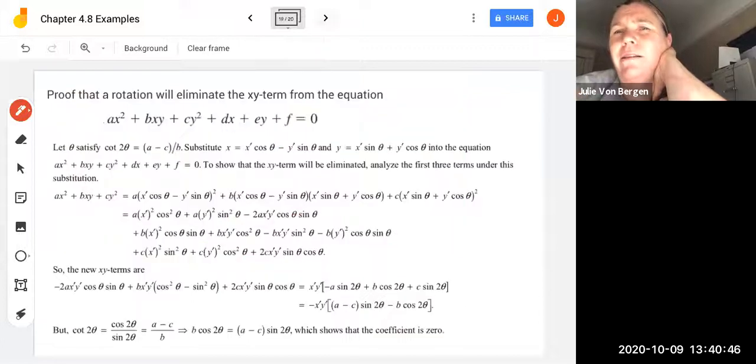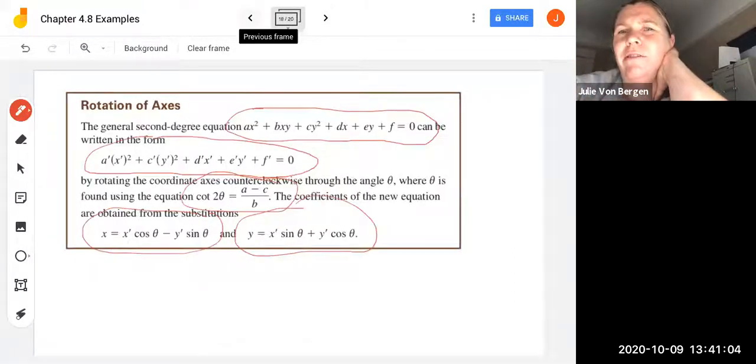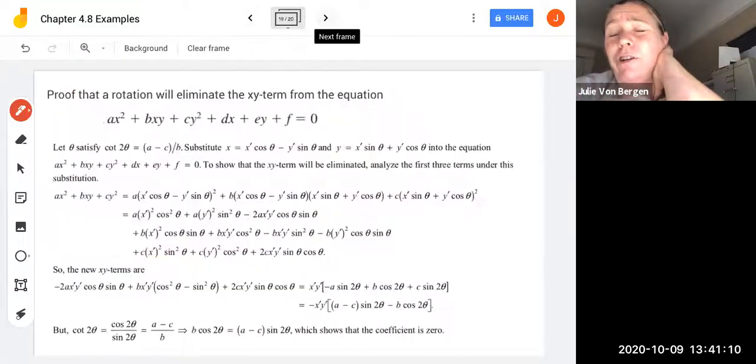So let's take a look at how the proof of this works, and then we'll look at an example. So here's kind of an overview of the proof. You can pause and read through it more slowly if you want to go more in depth. So here's our proof that a rotation is going to eliminate the xy term from the equation, because notice our format here, now we've lost the xy term. And that's the form that we saw the original conic sections in without the xy term.